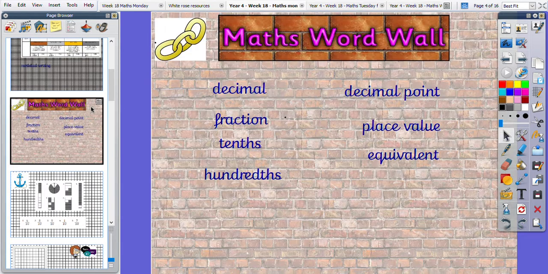In our vocabulary, we have decimal, fraction, tenths, hundredths, decimal point, place value and equivalent. So remember that word equivalent, it means two things that are equal in maths.